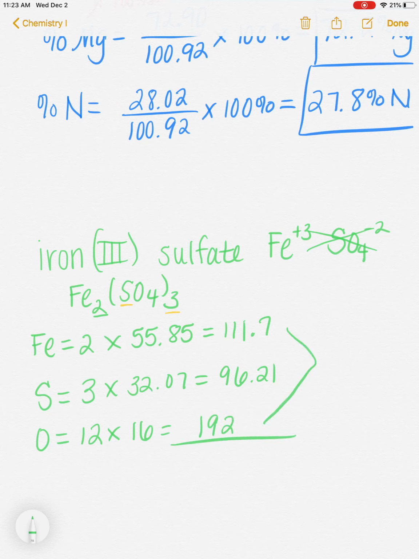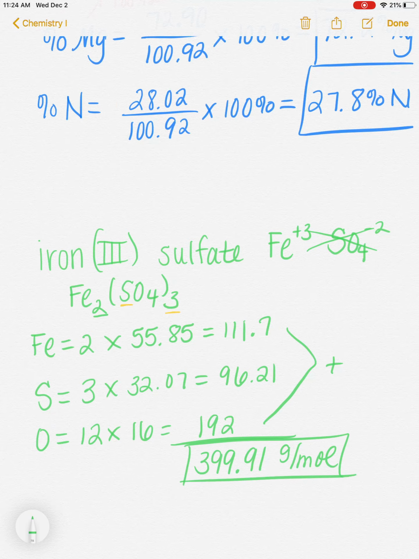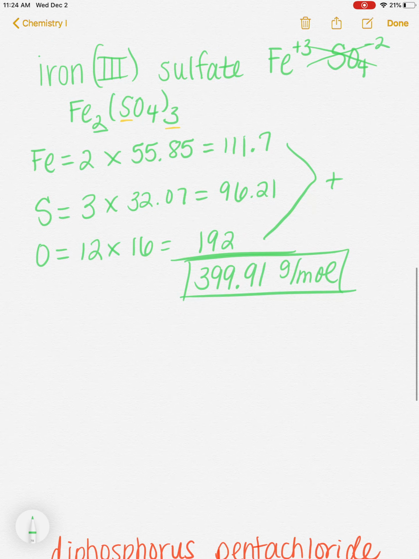So to find the total mass of the compound, I've got to add all of these up. So I take 192 plus 96.21 plus 117.7, and I get a mass of 399.91. And our unit label, remember, is grams per mole. So there's your molar mass. Next, we must find the percent composition. So we've got to find the percent that's iron, the percent that's sulfur, and the percent that is oxygen here.